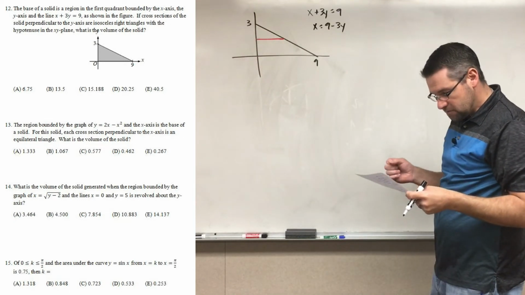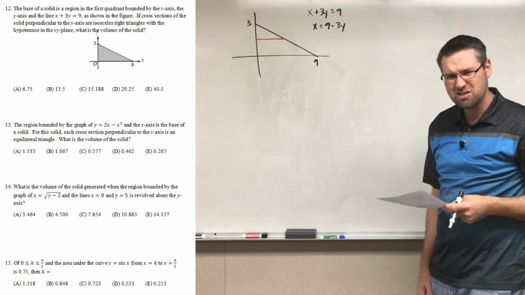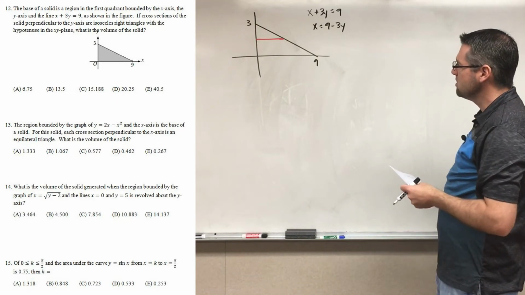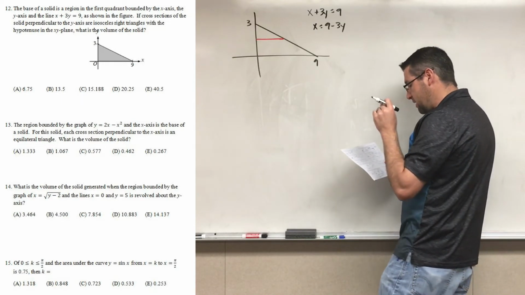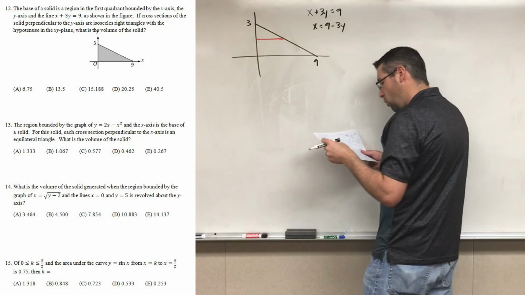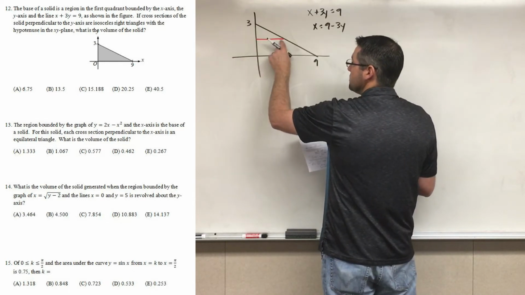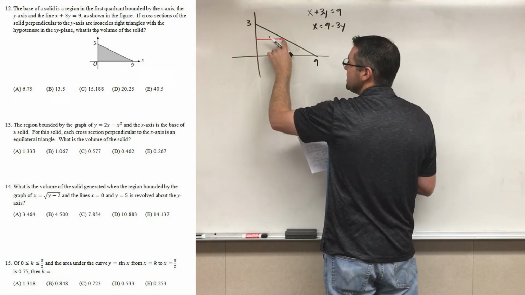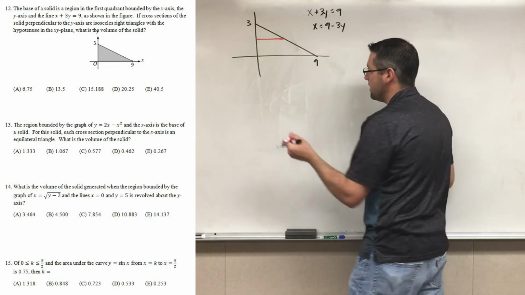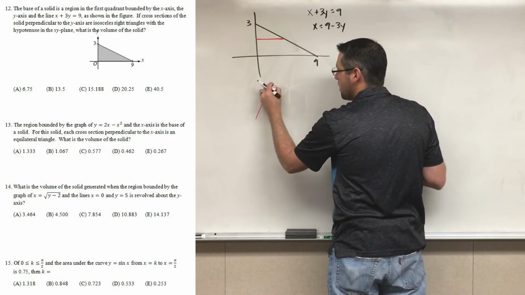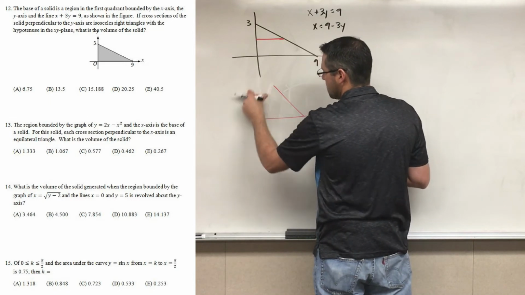And then it says the cross sections of the solid perpendicular to the y-axis are isosceles right triangles. Wow, this one's going to be a tough one. It says that they are isosceles right triangles where this is the hypotenuse. In the xy plane, this length is the hypotenuse. So let me go ahead and draw what we have here on its side. We have isosceles right triangles.